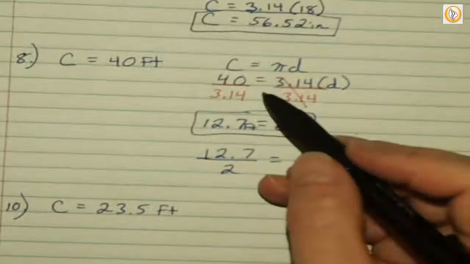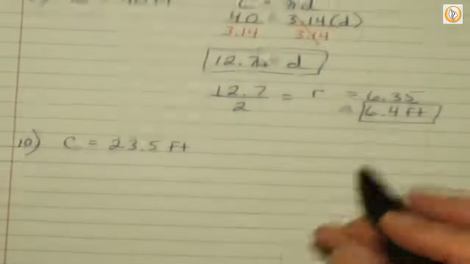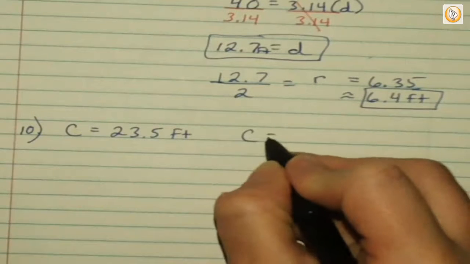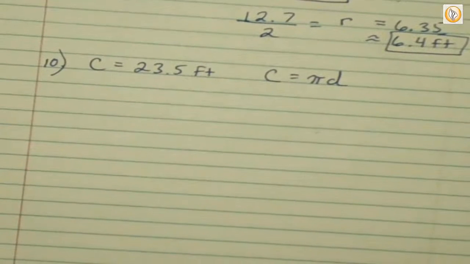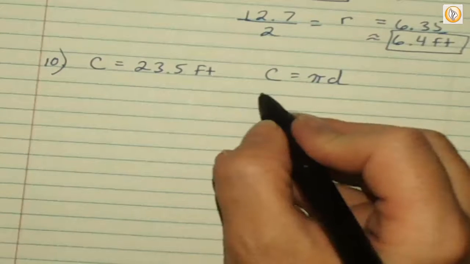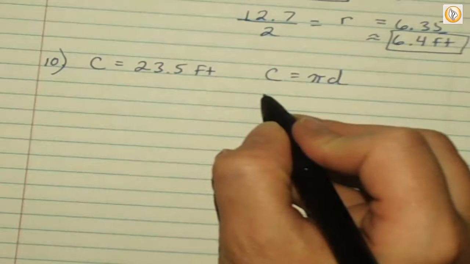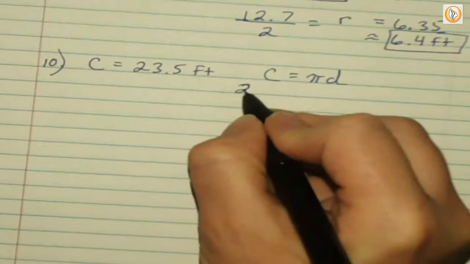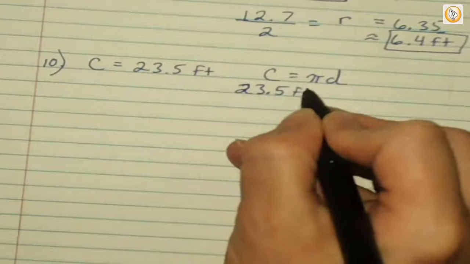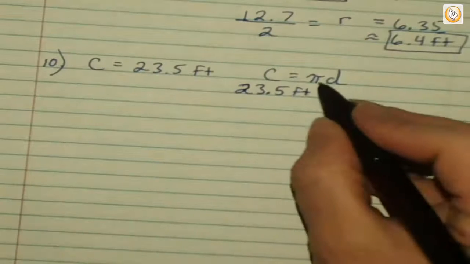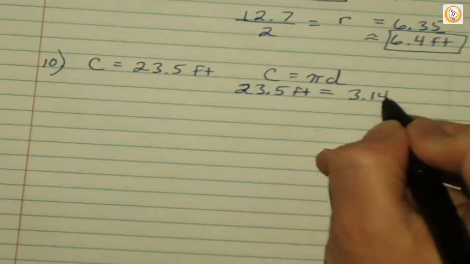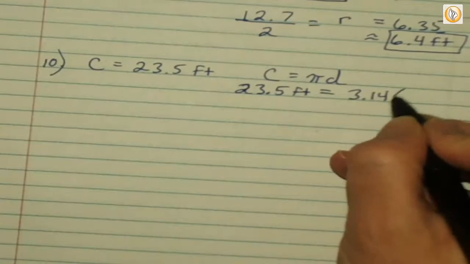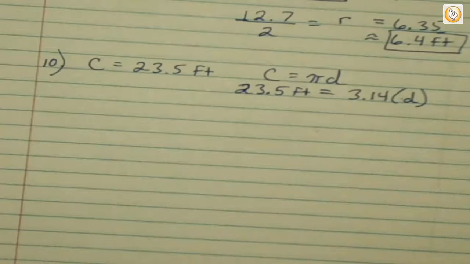That's right. So she said we're going to use this formula here: C equals pi times D. Good job. Now we plug in our information. So what do I put here for C? That's right, 23.5 feet. I got to remember my label. Equals, do we know what pi is? And then times D. We don't know what D is. So then what do I do to solve for D?